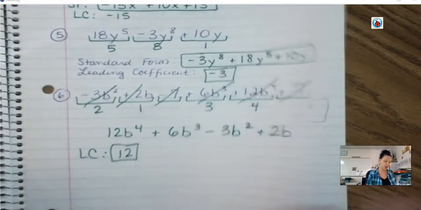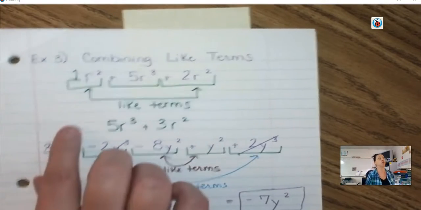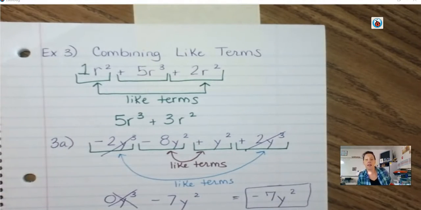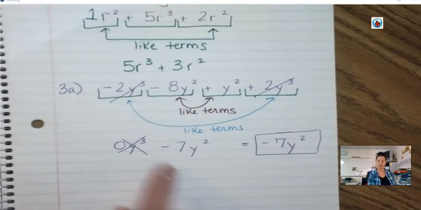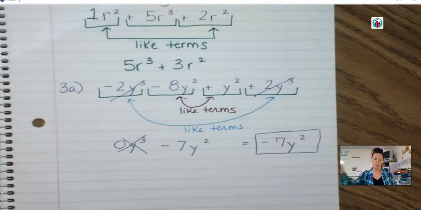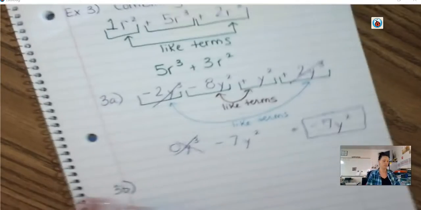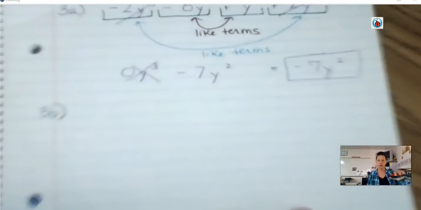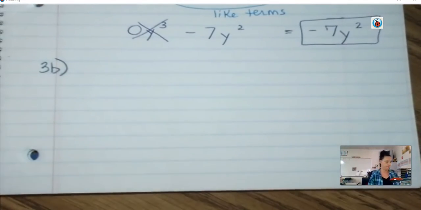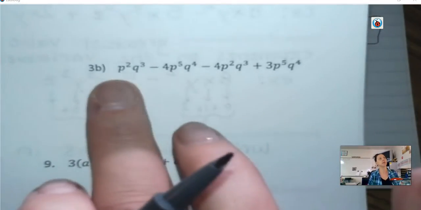Okay, we finished off with example 3, which is going to be combining like terms. You're looking for letters that have the same exponents to be combined. So we finished with 3a, so we're on 3b now. Okay, this one is not pretty looking. It ends up looking like this. So there's lots of p's and q's.